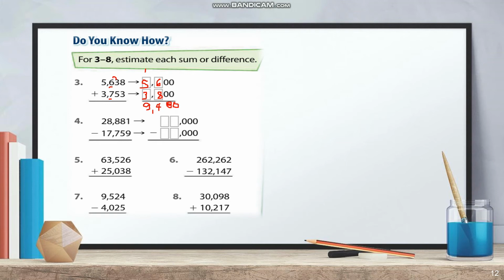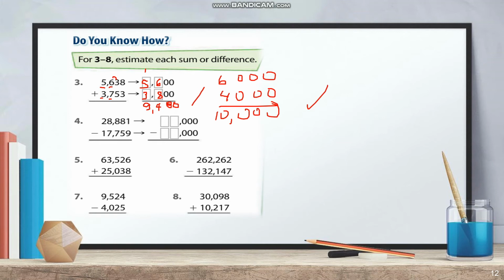Now, is it possible also, teacher, to round to the nearest thousand? Yes. 5 followed by 6, it becomes 6,000. And 3 is followed by 7, it becomes 4,000. So 6,000 plus 4,000 is equivalent to 10,000. So those are the two possible estimated answers.